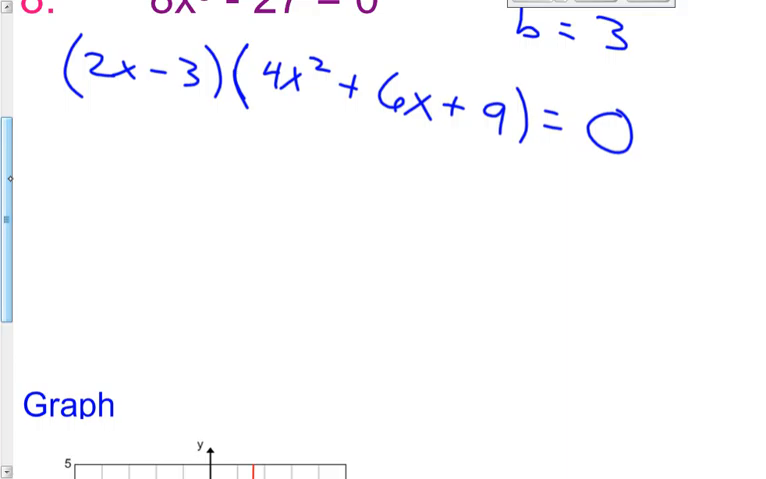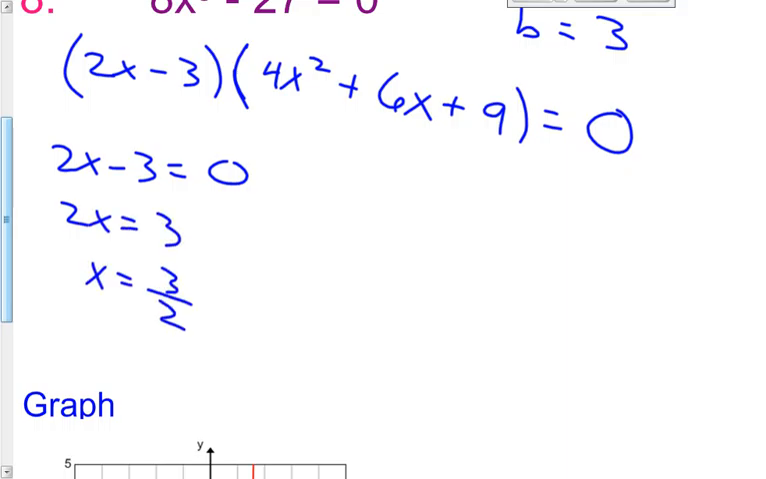Our binomial is easy enough to solve for x. If 2x minus 3 equals 0, then 2x equals a positive 3, and x equals a positive 3 halves, solving for x. So there's one of our zeros. The other two lie in this mess, and it can be kind of gross and disgusting. But we can solve it by using the quadratic formula.